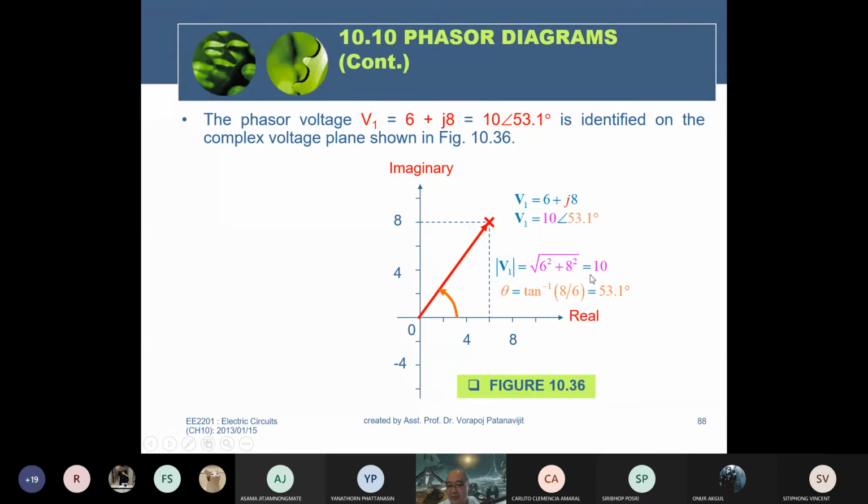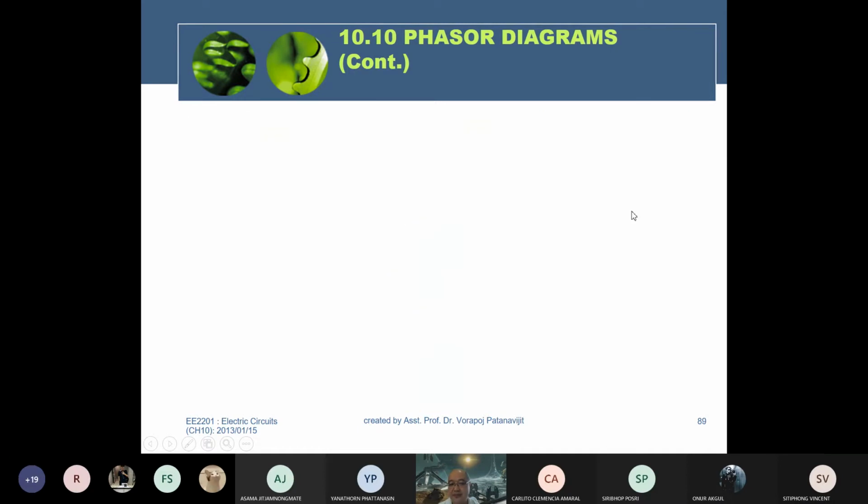The magnitude of this vector is the real part squared plus the imaginary part squared, and you take the square root. In this case, it equals 10. The phase angle in the polar form is 53 degrees. 53 degrees is the angle between the vector and the real axis, here. Now you know how to plot them roughly.